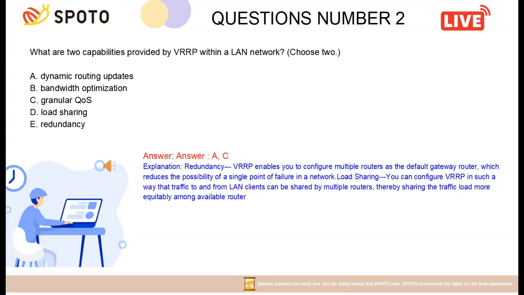Answer D and E. Redundancy. VRRP enables you to configure multiple routers as the default gateway router, which reduces the possibility of a single point of failure in a network. Load sharing. You can configure VRRP in such a way that traffic to and from LAN clients can be shared by multiple routers, thereby sharing the traffic load more equitably among available routers.